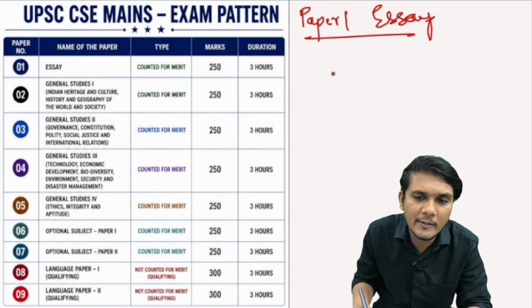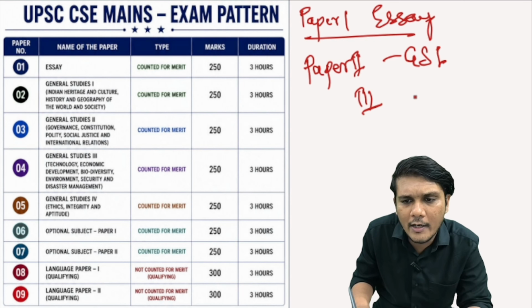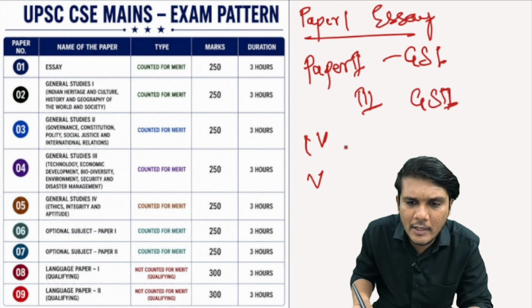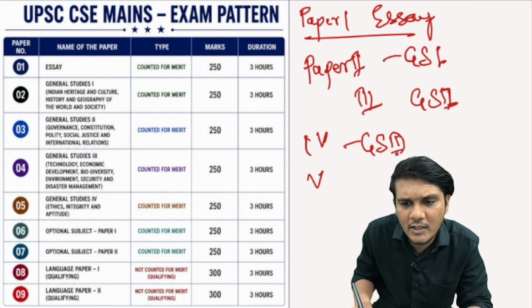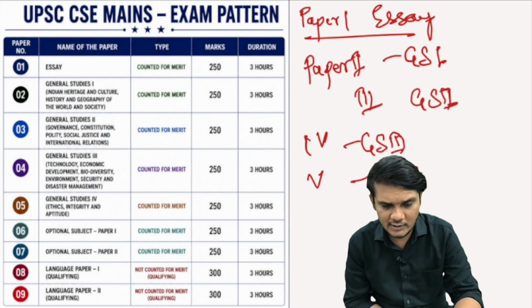In that, your paper 1 will be the essay paper. It will happen on the first day. Then the next day, there will be 2 papers, that is paper 2 and paper 3. They are GS1 and GS2. Then you have paper 4 and paper 5, that is GS3 and GS4. Each of these papers is of 250 marks.